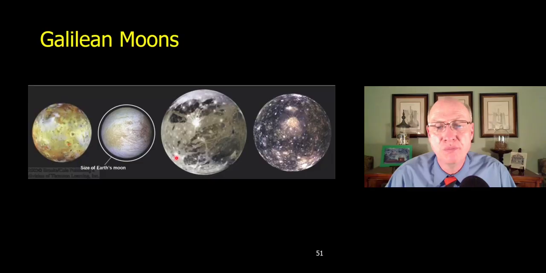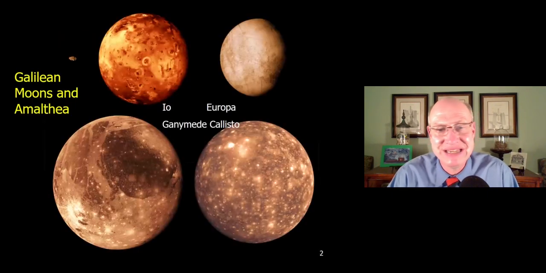Ganymede is the largest moon in the solar system. It's actually larger than the planet Mercury. If it weren't for the fact that it was orbiting Jupiter, we would probably call it a planet in its own right. But let's talk about each of them in detail. So here are some close-up images of them. So let's start with Io.